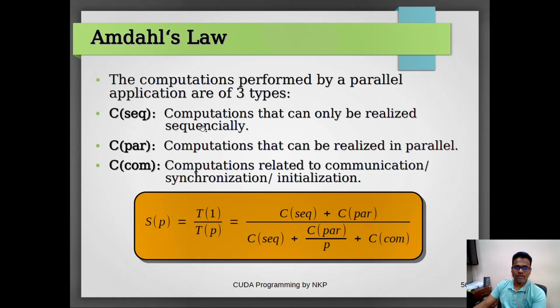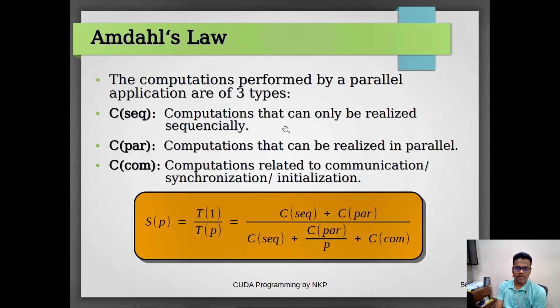Some portion of your program will be completely sequential, which means those computations cannot be parallelized. It is not the case that when you write any program, it is 100% parallelizable. It is possible that some portion of your program cannot be executed in parallel. We call that the sequential portion. Other portions can be parallelized, which we call the computation that can be realized in parallel.